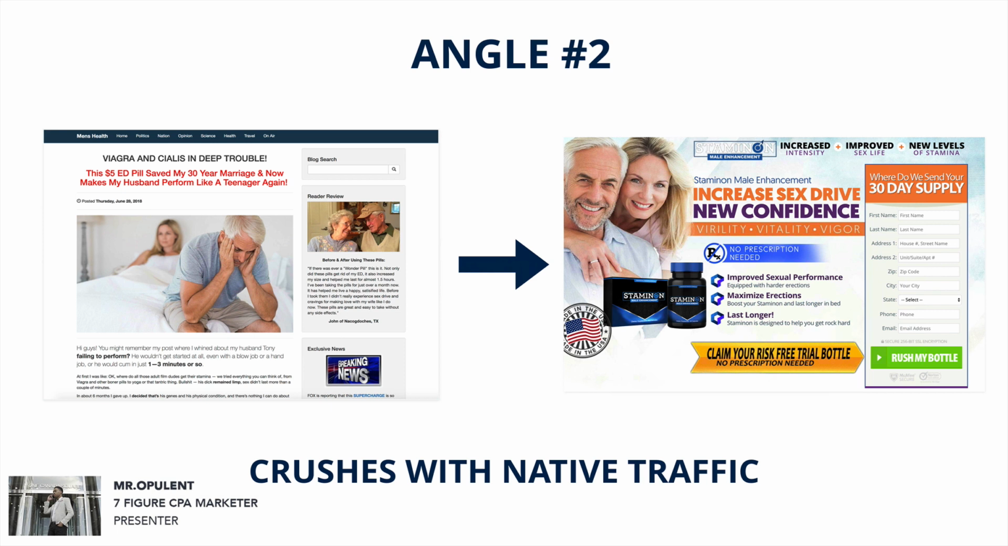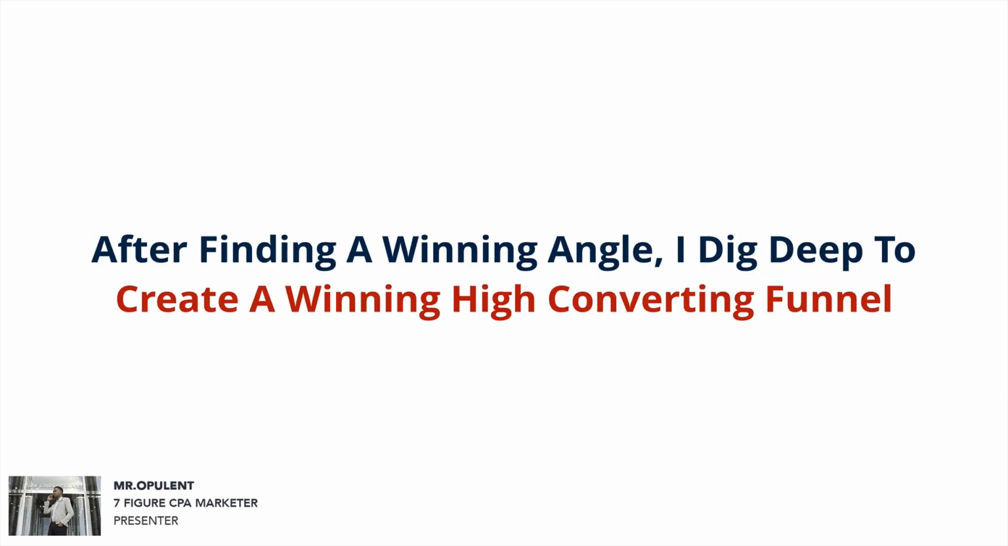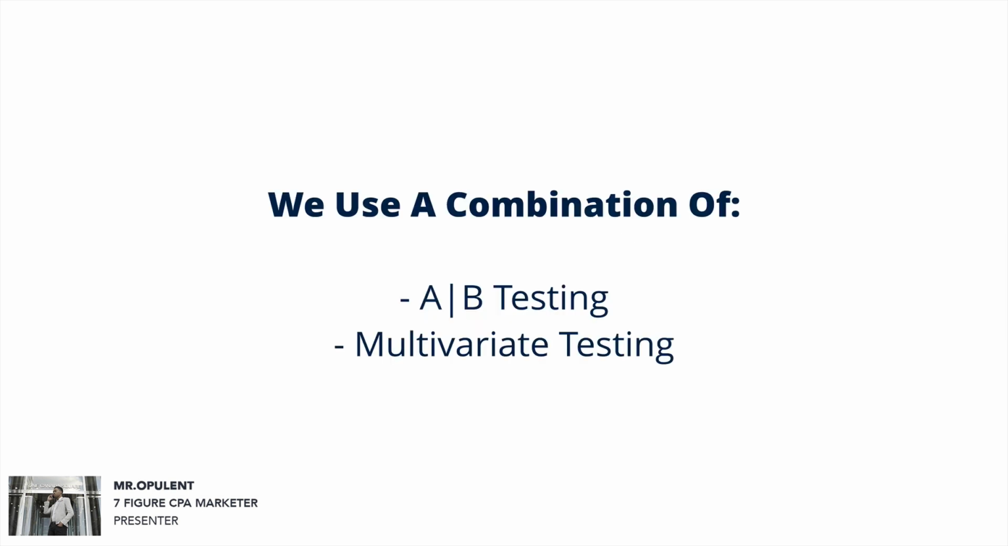So again, angles are a big thing, and different angles might work well on different traffic sources. You have to be creative with it and you have to really think and test different angles, okay? Now, after you find a winning angle, what I do is I dig deep and create a winning, high-converting funnel around the angle. I use a combination of A/B testing and multivariate testing, and all of my media buyers use this as well. So make sure you take note of this, okay?